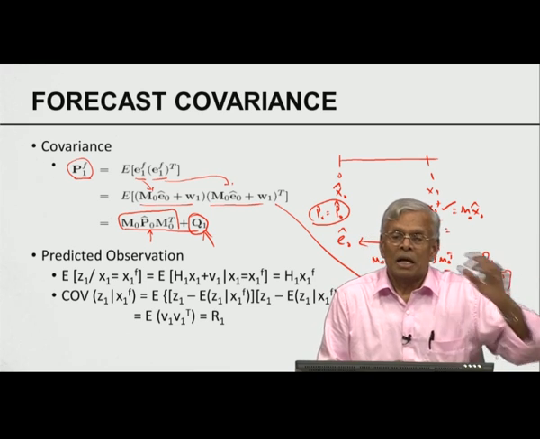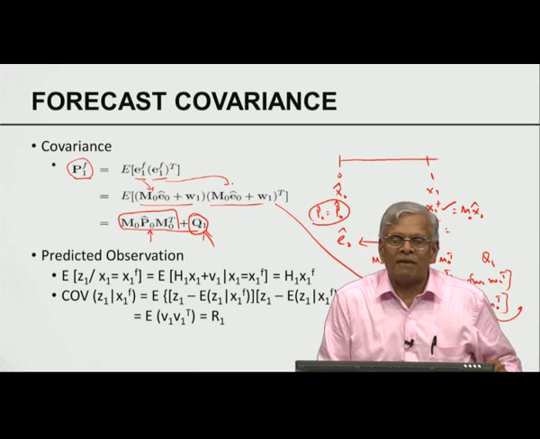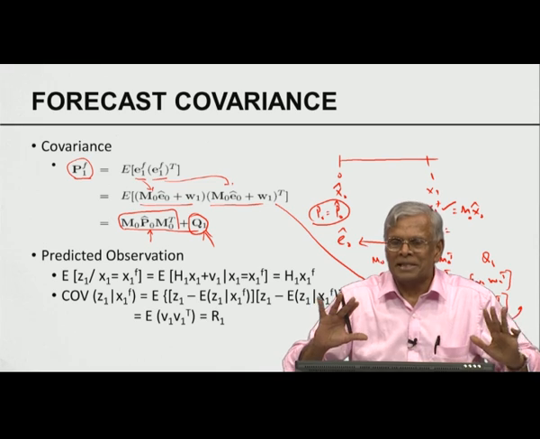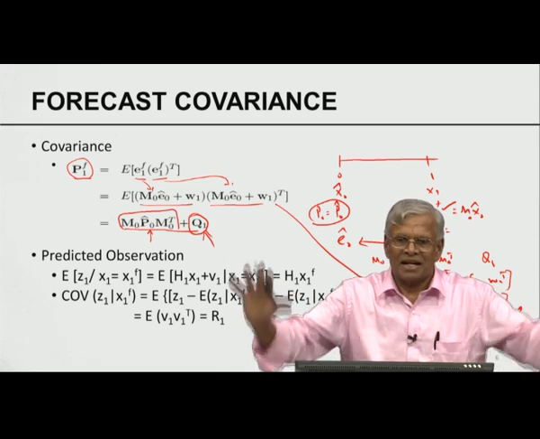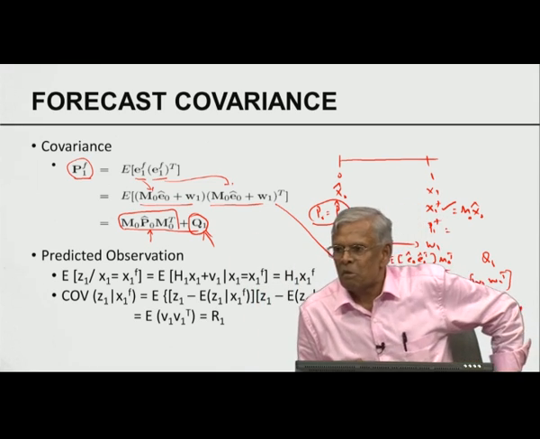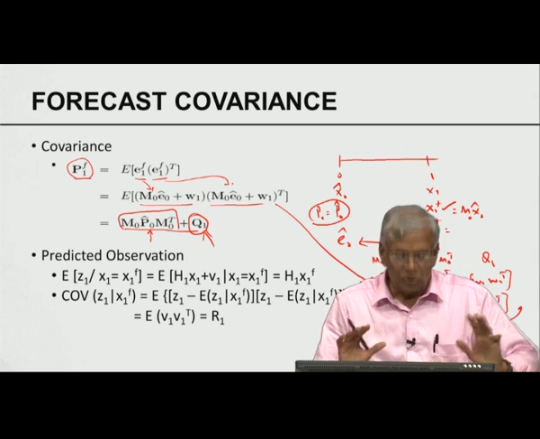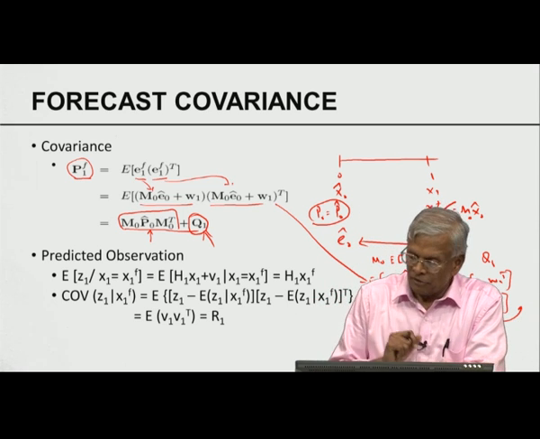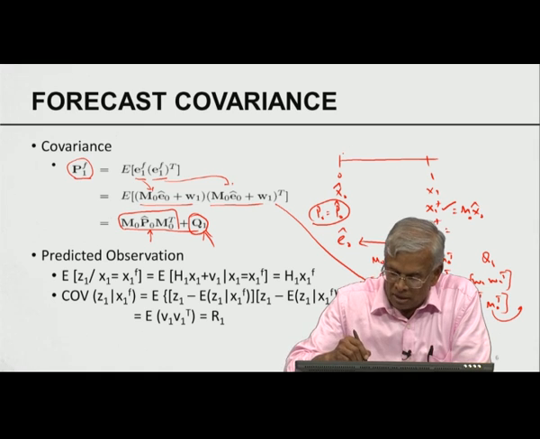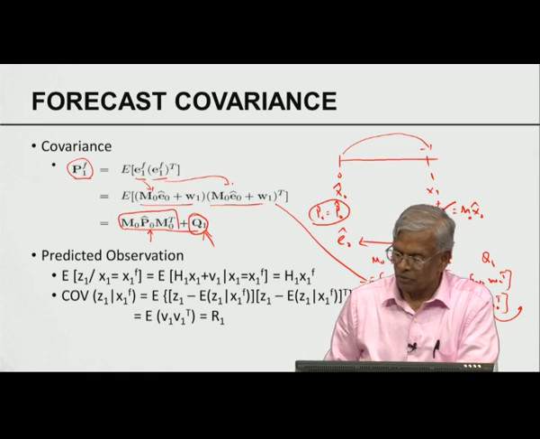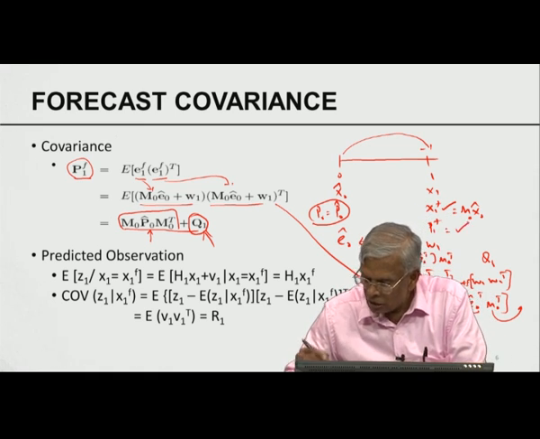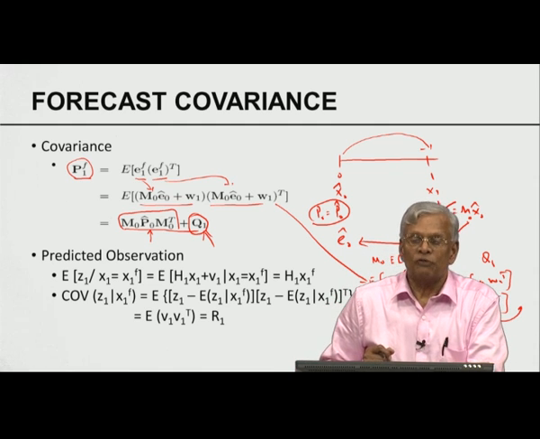So why do we assume things are uncorrelated? Because I would like to have a plain, simple, elegant formulation, and nothing can be simpler, nothing can be more beautiful than this formulation. I hope you got the idea of going from step 0 to step 1. Therefore, I now know the forecast, I now know the forecast covariance.